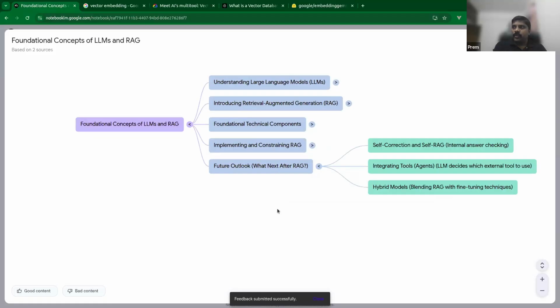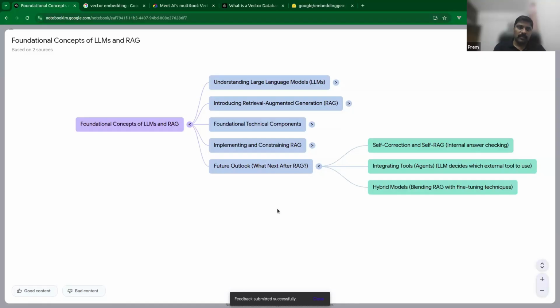So now comes the future of RAG. After RAG, what next after RAG? So you can implement self correction or self RAG, internally answering questions, and integrate it with other tools like agents. As I said, RAG is not the only solution. You may have to use other tools.